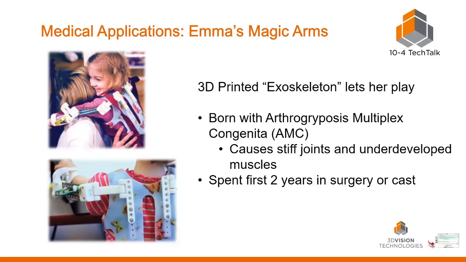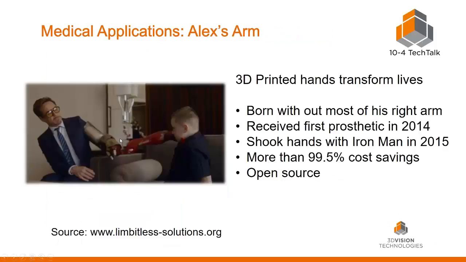Okay. All right. So our last story of the day is Alex. Alex was born with just a portion of his right arm, and he received a first 3D printed prosthetic in 2014, and it was early. 2014. That's 3 years ago.